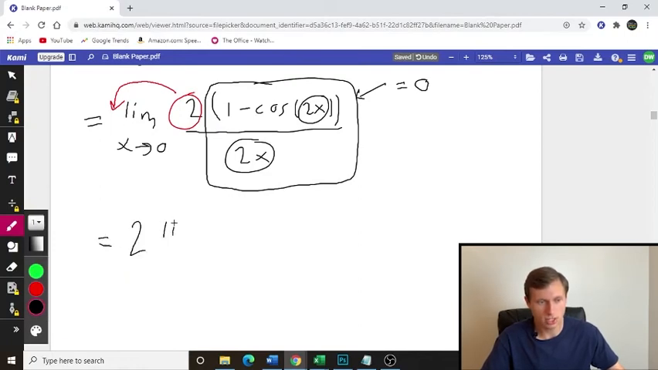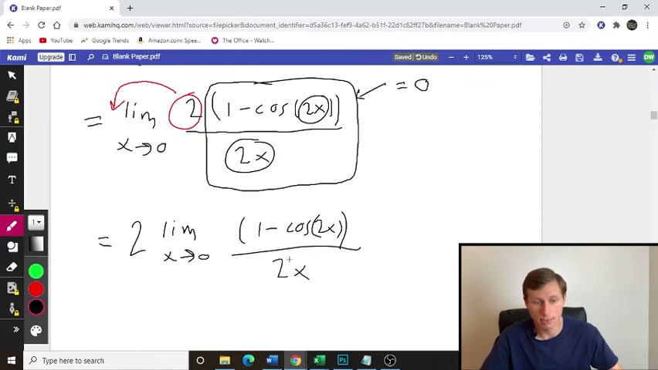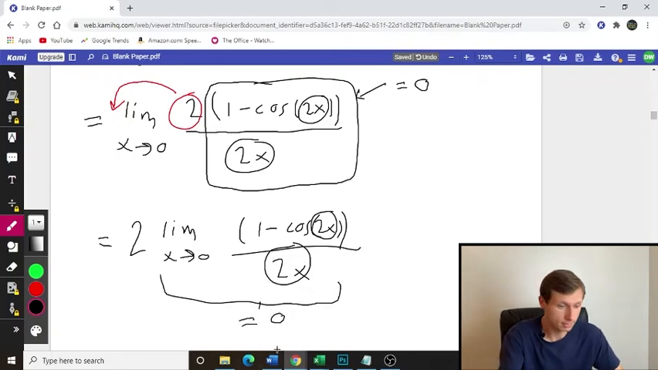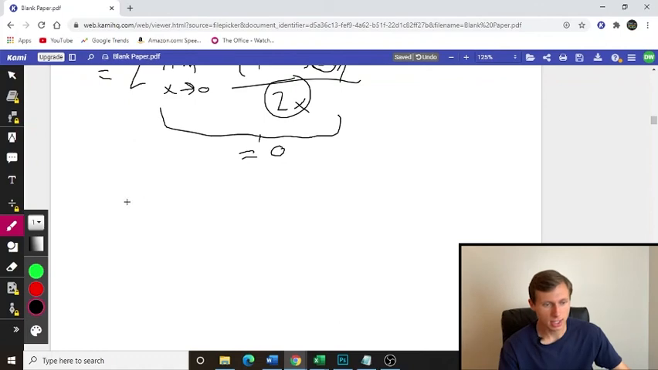It's equal to 2 times the limit as x approaches 0 of the quantity 1 minus cosine 2x divided by 2x. And now remember, since this 2x matches that 2x, we can say this whole limit is equal to 0. And then we can say, what do we have? We have 2 times 0, which, as we all know, is just going to be 0, and that is the answer to our limit.